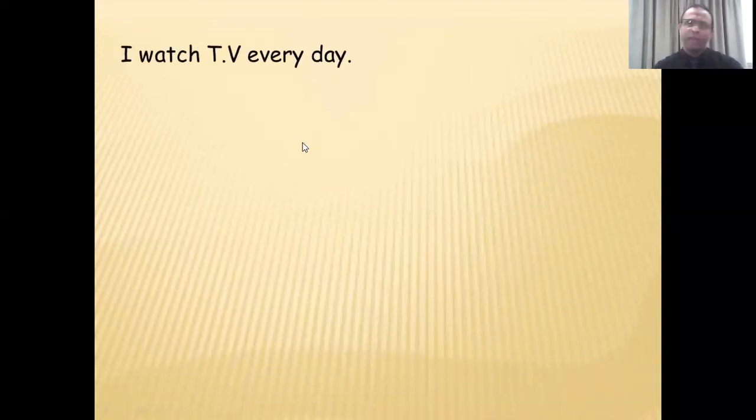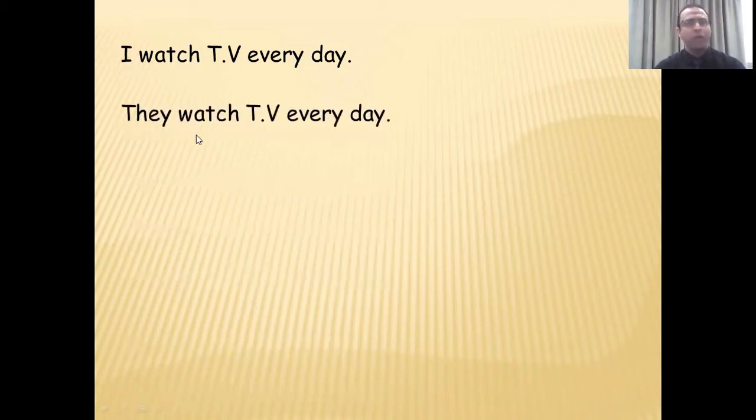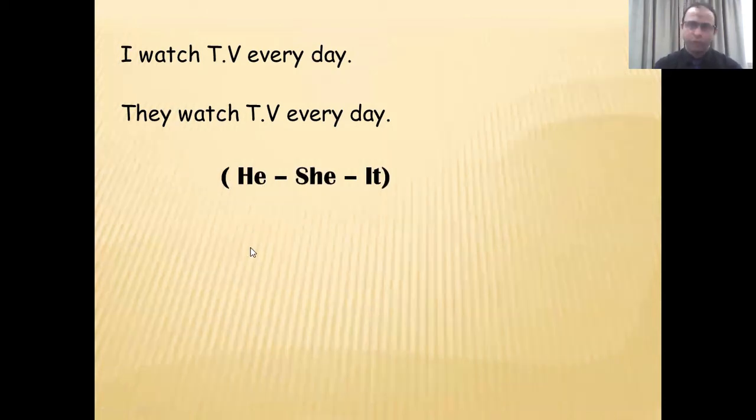Let's take some examples. Number one, I watch TV every day. When I talk about myself, I use I. I watch. The verb here is the infinitive. I watch TV every day. Number two, they watch TV every day. When I use I or they or we, I put the infinitive. But when I use he or she or it, I change the verb.